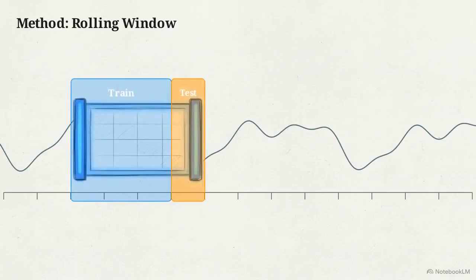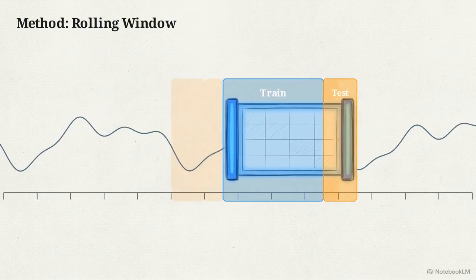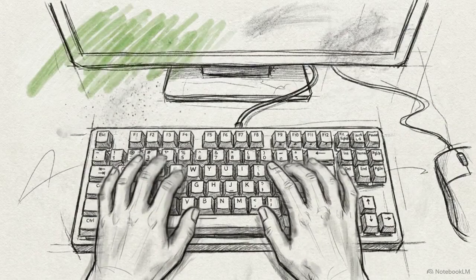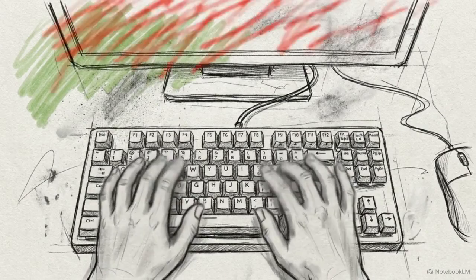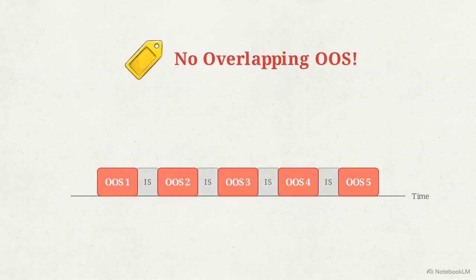Rolling walk-forward optimization uses a fixed-length window that slides across the data. This allows the model to adapt to new regimes by actively dropping old data that no longer reflects the current market. The most critical rule in either method is that the out-of-sample periods must never overlap.